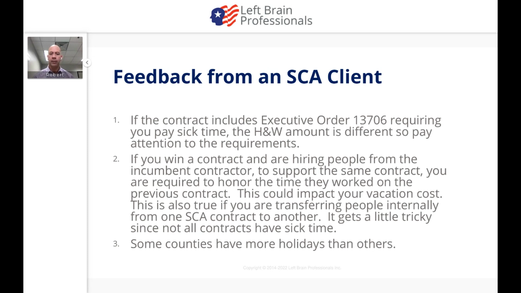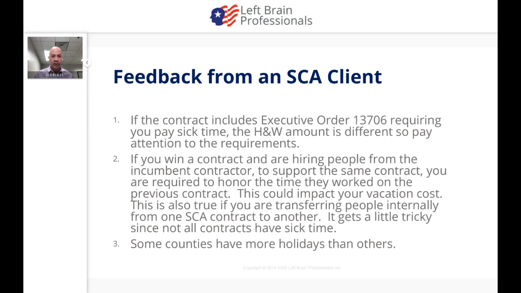And a couple of these items on here, again, tied to some compliance aspects, but they certainly do flow over into accounting. So number one, if the contract includes Executive Order 13706, requiring you to pay sick time, that the H&W amount is different. So pay attention to the requirements because, again, that's an issue.